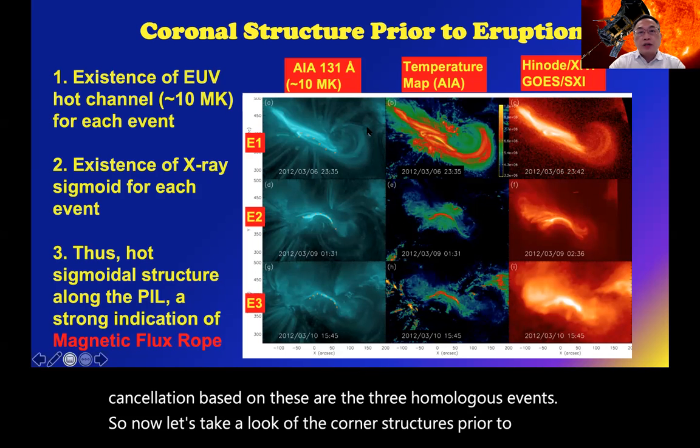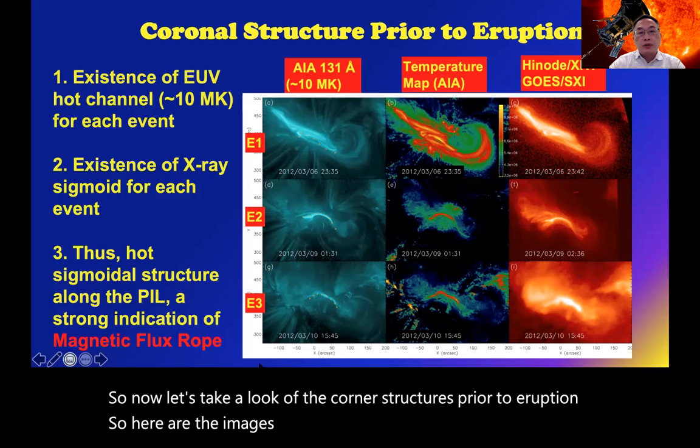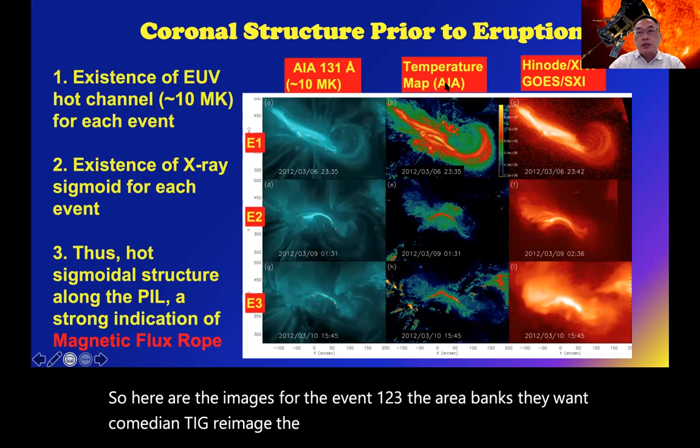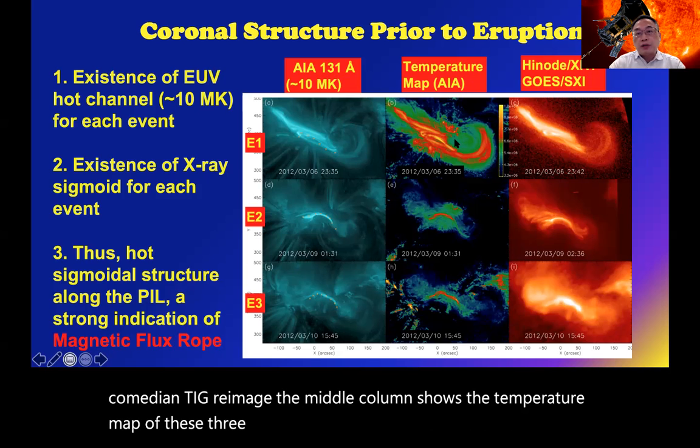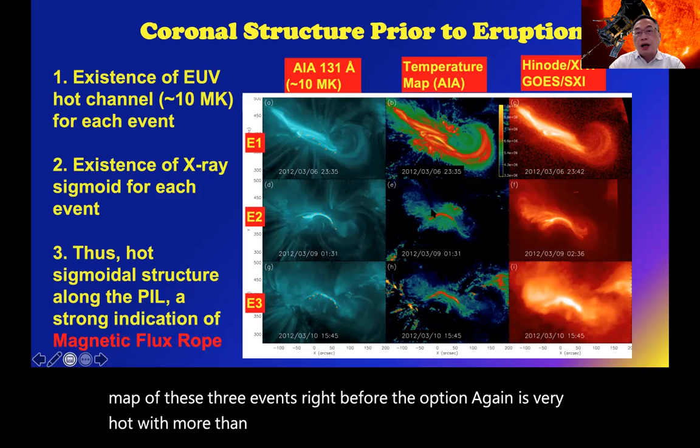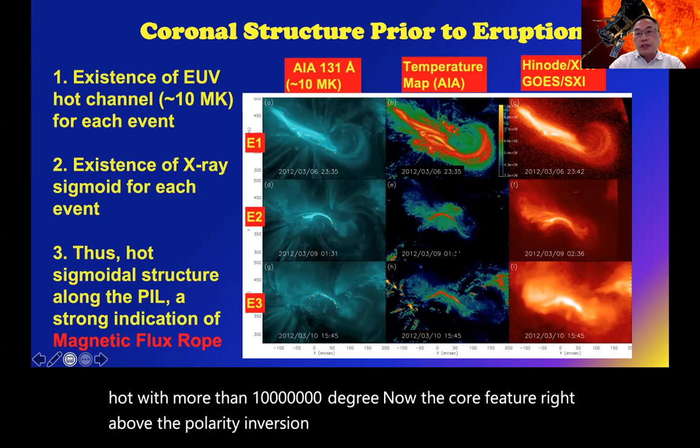Here are the images for events 1, 2, 3, the AIA 131 10 million degree image. The middle column shows the temperature map of these three events right before the eruption. Again, it's very hot, more than 10 million degrees. Now the core feature right above the polarity inversion line becomes more obvious.